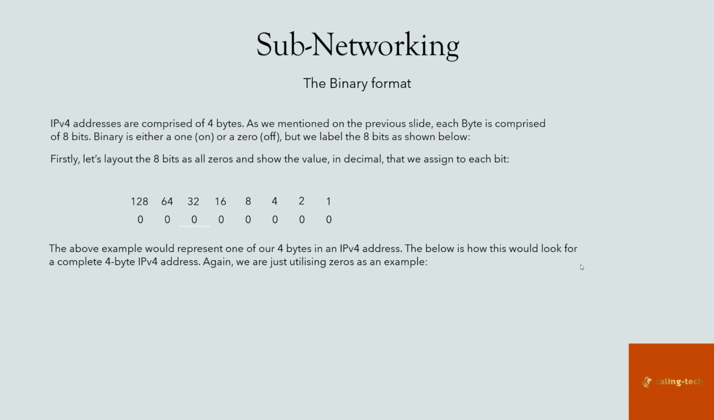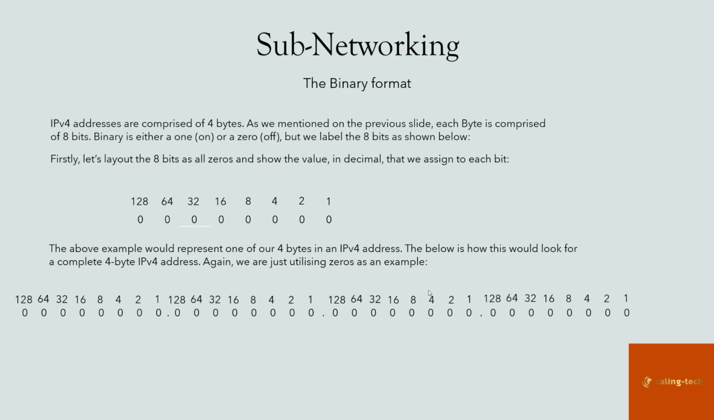The below is how this would look for a complete 4 byte IPv4 address. Again, we're just going to utilize zeros in this example. So there's our 4 bytes, and there's how we would list that in binary underneath. This all looks quite complicated at the moment, but as we move through the lesson and start doing examples, you'll see that it's nowhere near as complicated as it looks here. In the example, the top line is the decimal, and the bottom line is the binary version of zeros and ones, although here, as I've mentioned, we're just using all zeros for now.